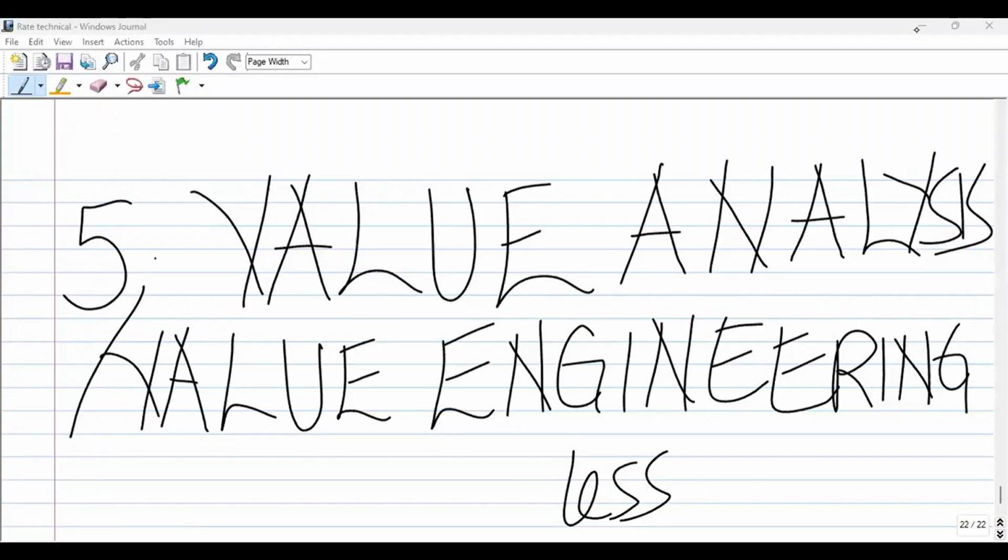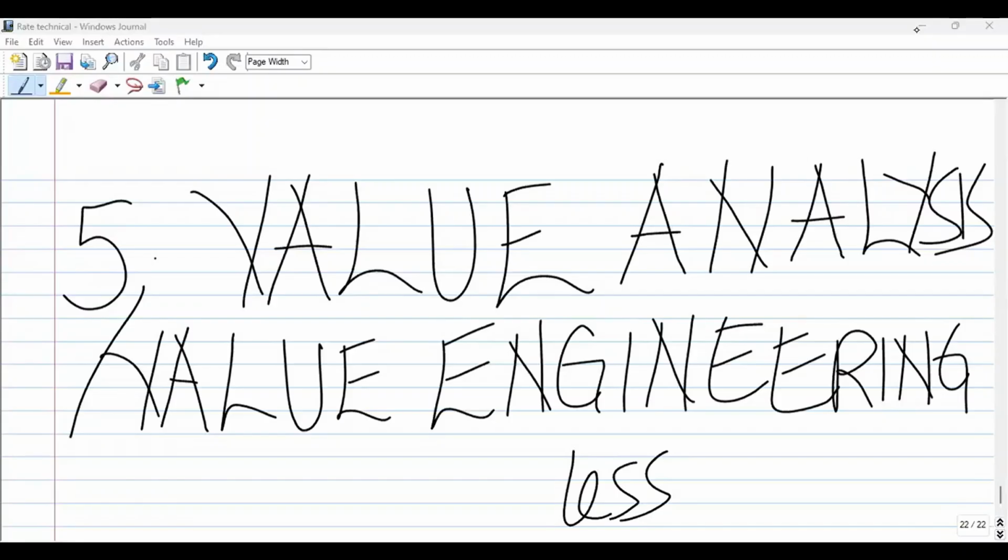So that's what we call value analysis or value engineering. So we are saying it is a systematic and organized approach to providing necessary functions to a product at the lowest cost. So we are analyzing the value of our product. Go back and look at your product. See the value you can add in your product.